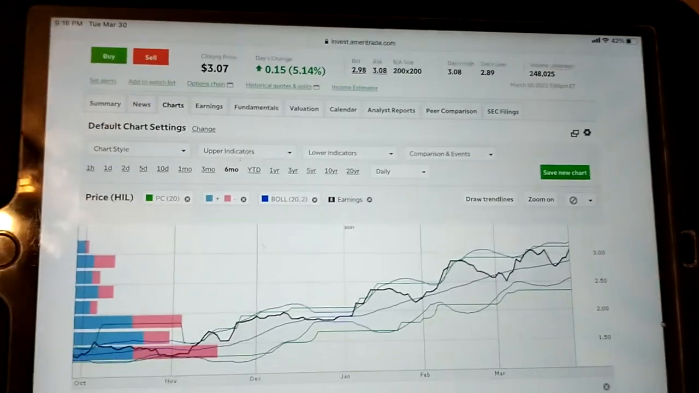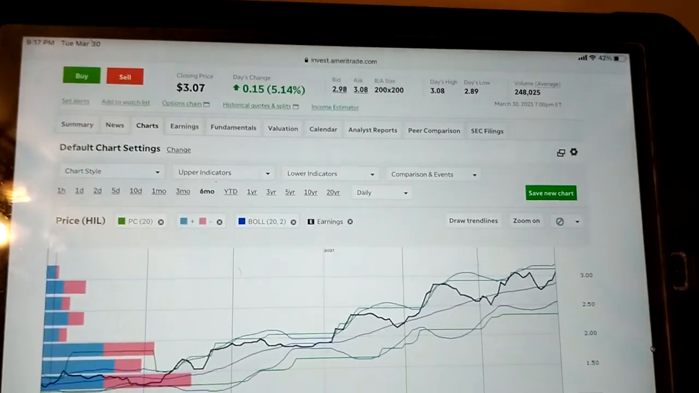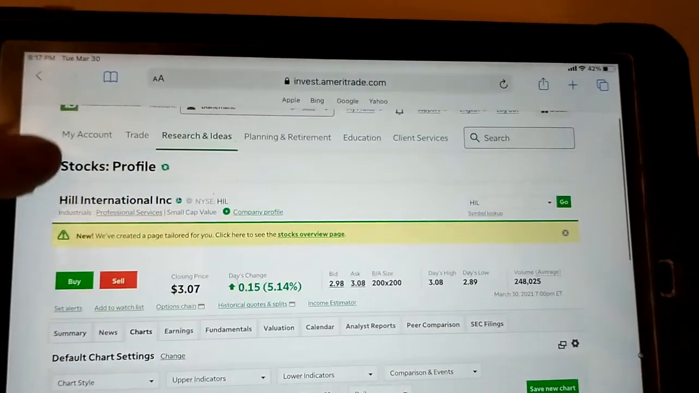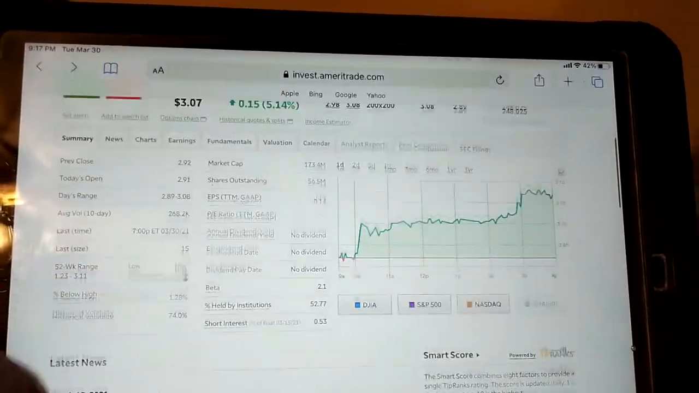There is no denying it. Look at this chart. This is why I purchased HIL. Here we are. I've owned it 2 days, and it's already in swing trade opportunity. So I'm very excited about that.